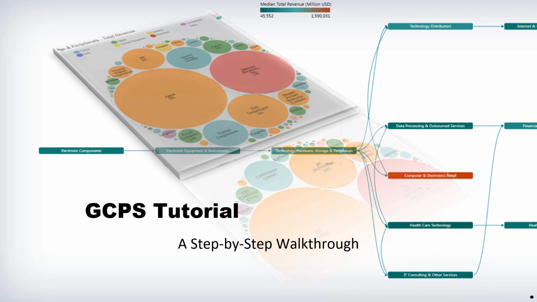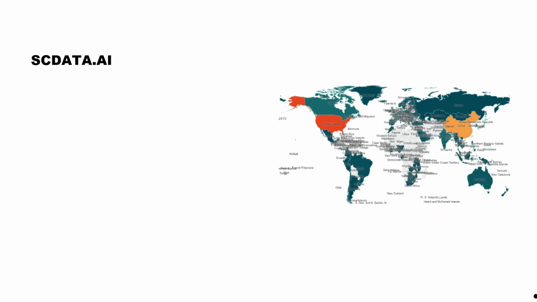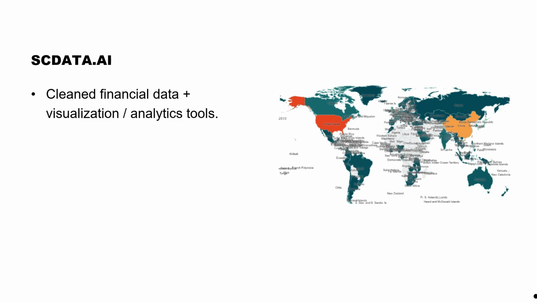Hello everyone, this video is the GCPS tutorial, a step-by-step walkthrough on how to use the system to generate business intelligence. GCPS is hosted on the website of acdata.ai, featuring the integration of cleaned financial data and visualization and analytics tools. You can get business intelligence quickly by a few clicks if you know the right question to ask.